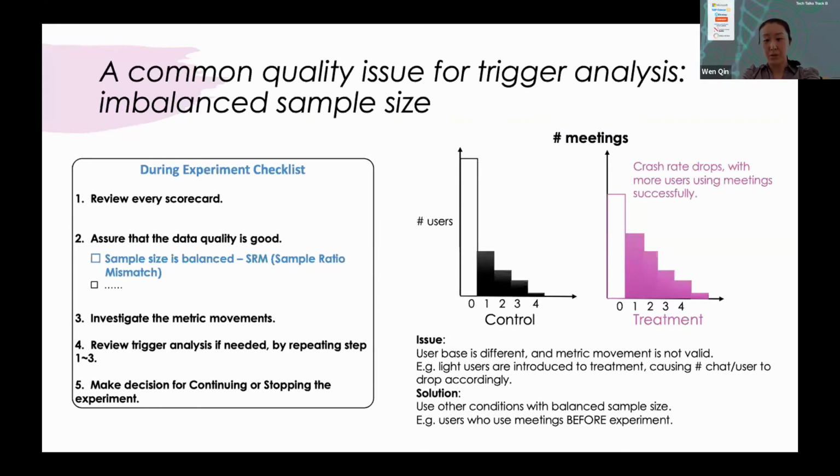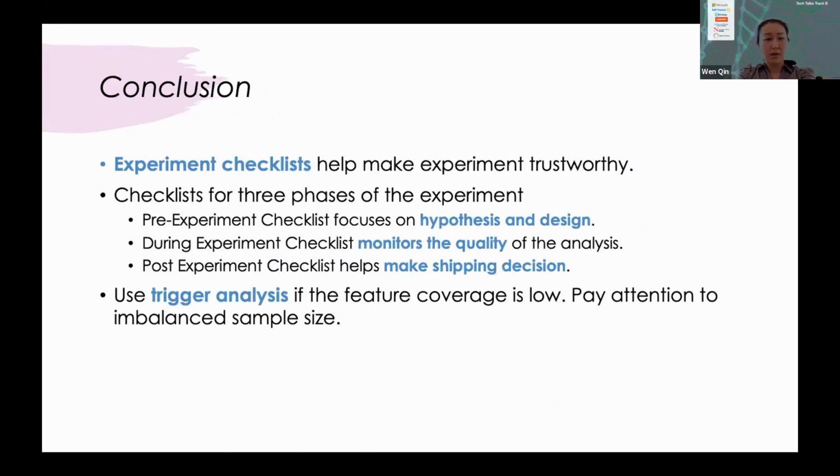For example, you will see the number of chats per user decreasing because you introduce more light users to the treatment, but not because your feature hurts the product. To resolve this issue, you might want to use other trigger conditions with balanced sample size. An example is that you can use users who used meetings before the experiment, which is not impacted by the feature you introduce. In that case, you will have a balance of users between treatment and control for the trigger analysis. So to sum up, we just walked through the experiment checklist, which helps you to make the experiment trustworthy.